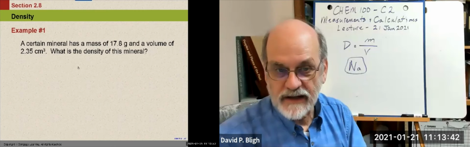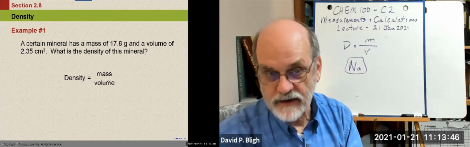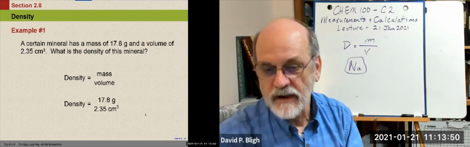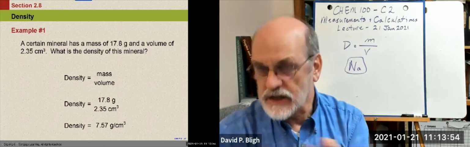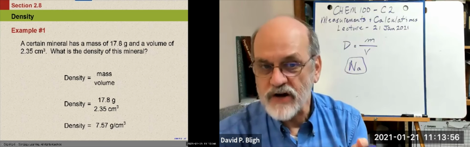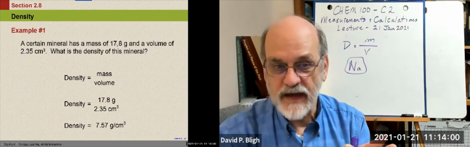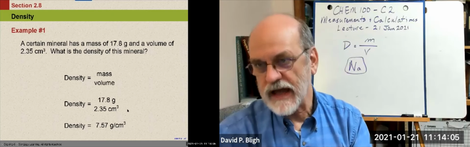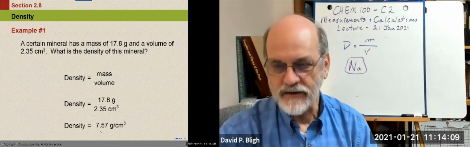And now we want to calculate the density. We have the information we need, mass and volume. There it goes. Do the calculation. That's the density. Now we just need to confirm with these two measurements, which are not exact numbers, we need to compare them and say, okay, both of them have three significant figures, so the answer can have three significant figures. 7.57 is the answer.